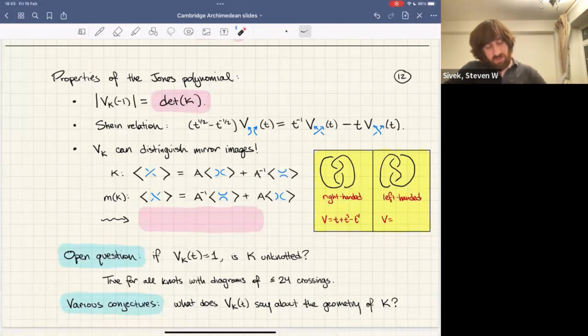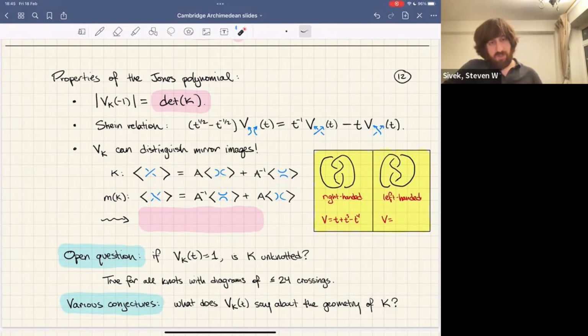And interestingly, this was a problem with the determinant. The Jones polynomial can distinguish mirror images of knots. Because if you have a knot diagram, let's say for some knot k, and you have a crossing that looks like this, well, when you take the mirror image, you flip that crossing. And so you say, I'm going to resolve this according to the usual rules for the Kauffman bracket. So for k, you get a linear combination of these 2 brackets.